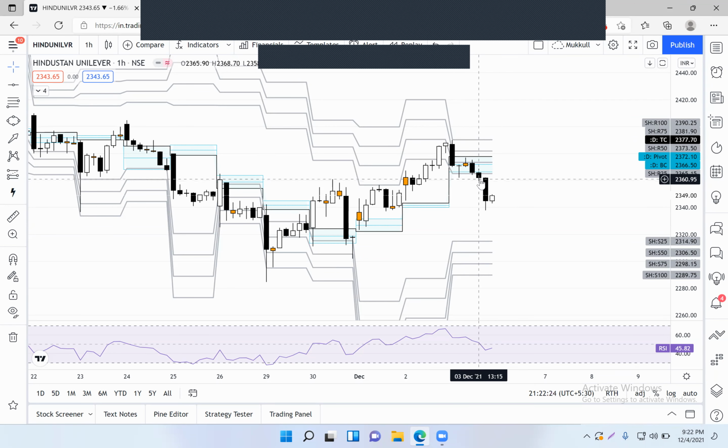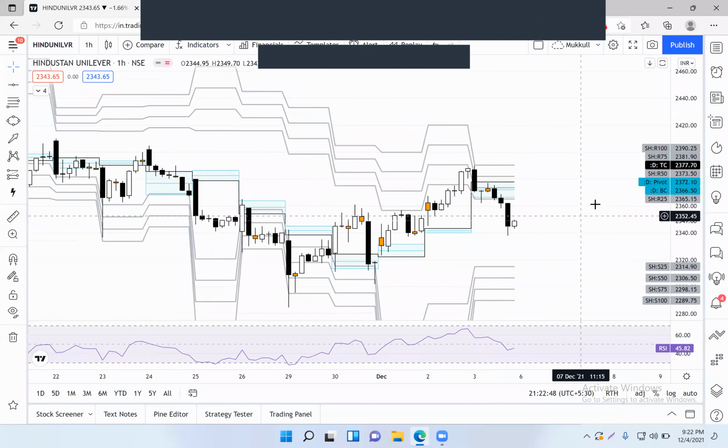So ultimately you would have closed this in this particular candle. Your position would have been closed here, around 2360, because it is already giving you a closing. So this was ultimately how you can trade HUL on a low risk setup, correct?